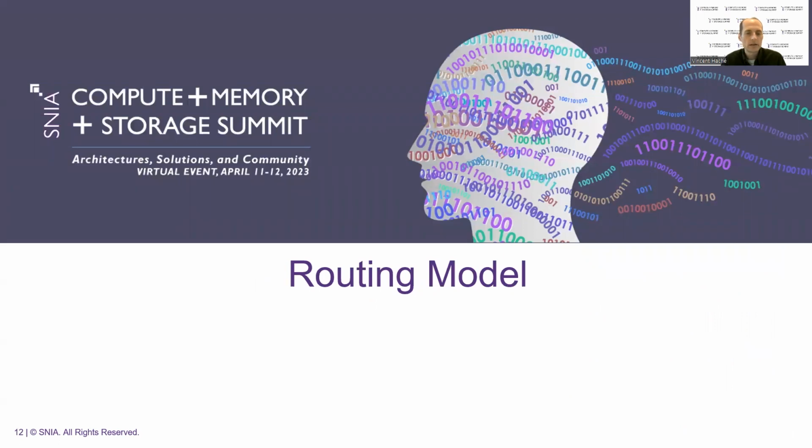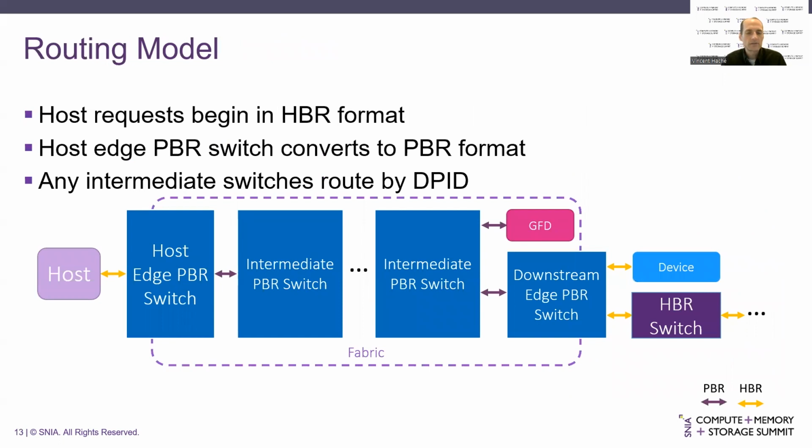All right, so let's take a look at the routing model and how things are passed through a fabric. So we have a simplified view of a fabric here, showing the different types of elements that can be involved in a fabric topology. If you'll recall, I stated at the start that we did not want to compromise node level properties, and an implication of that is that hosts do not understand, nor shall they understand, PBR. Hosts operate in an HBR mode.